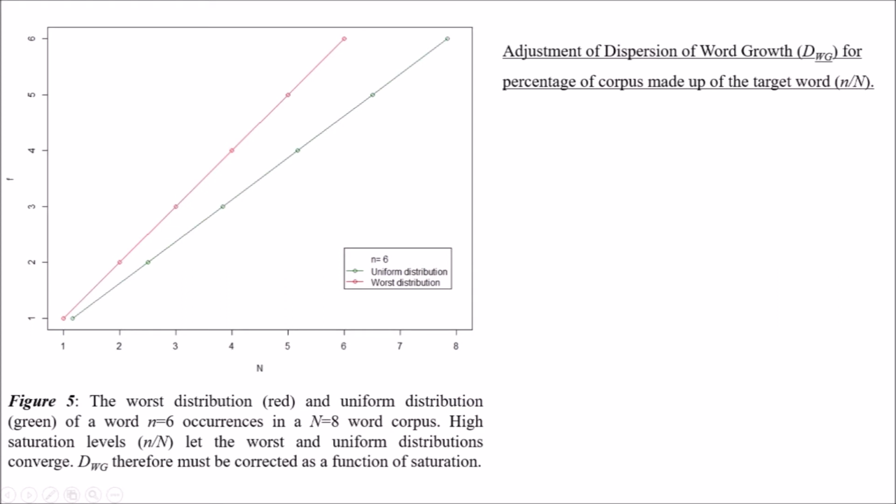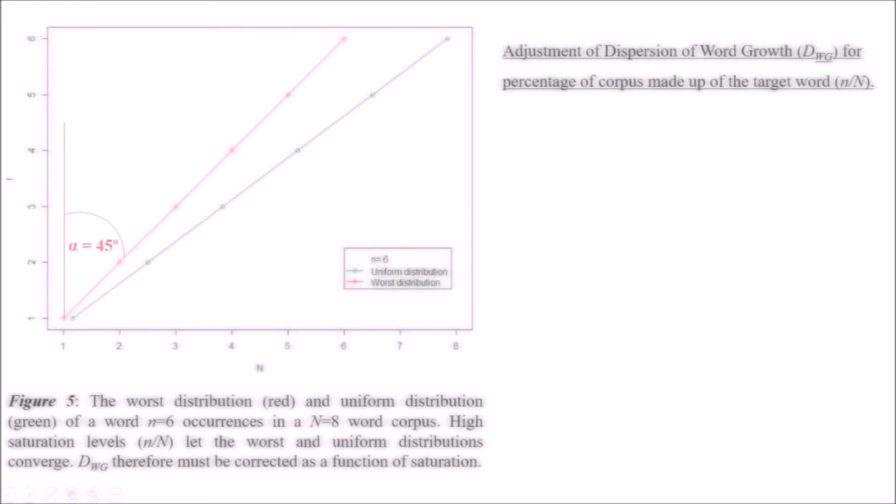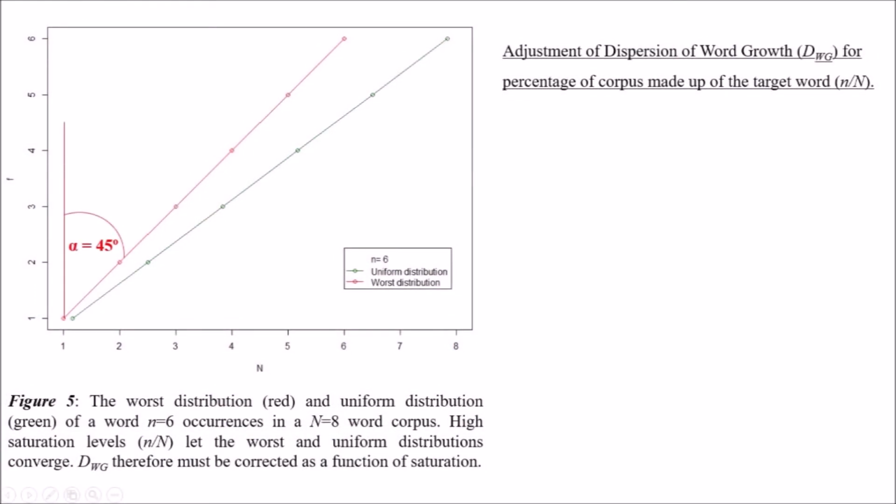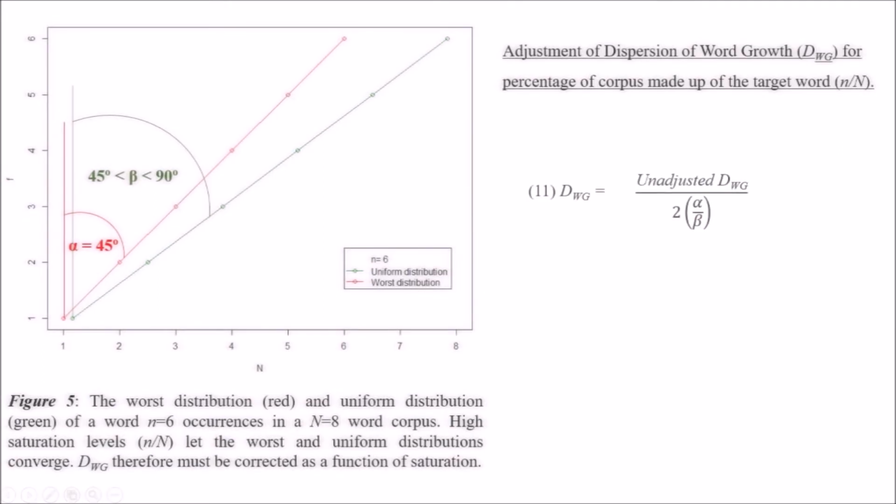In this case, the worst possible distribution becomes very close to the uniform distribution, and therefore the dispersion measure must be corrected for the level of saturation. I developed a geometric solution for this problem. The angle between the y-axis and the worst distribution, alpha, is always 45 degrees. In contrast, the angle between the y-axis and the uniform distribution, beta, ranges somewhere between more than 45 degrees and less than 90 degrees. So the unadjusted DWG measure can be corrected by division with 2 times the ratio between alpha and beta.